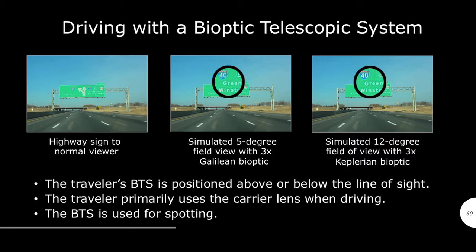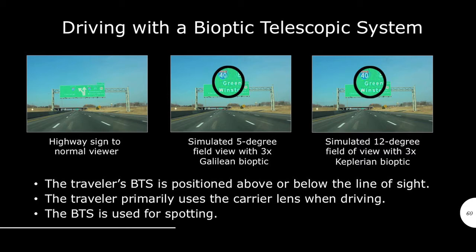So the traveler really needs to build those skills at being able to spot. And this starts long before the traveler is going to be in the driver's seat of a car. So it's real important that our younger students start working with their monocular so that they have strong monocular skills. They're good at spotting, they're good at focusing, they're good at following a moving target. That's all preparing them to potentially explore using a bioptic for driving.